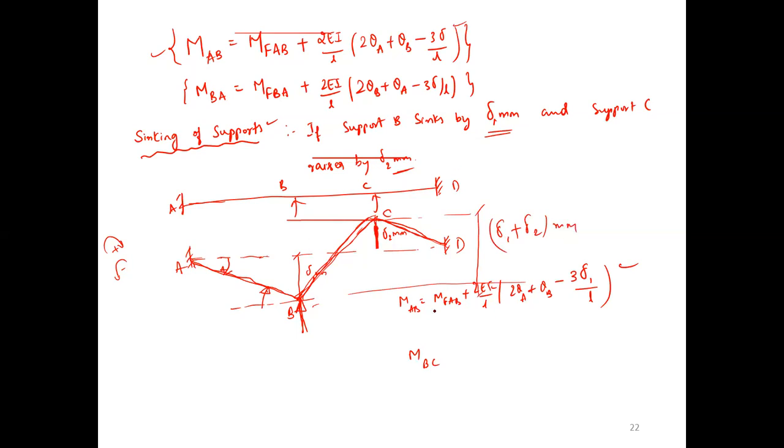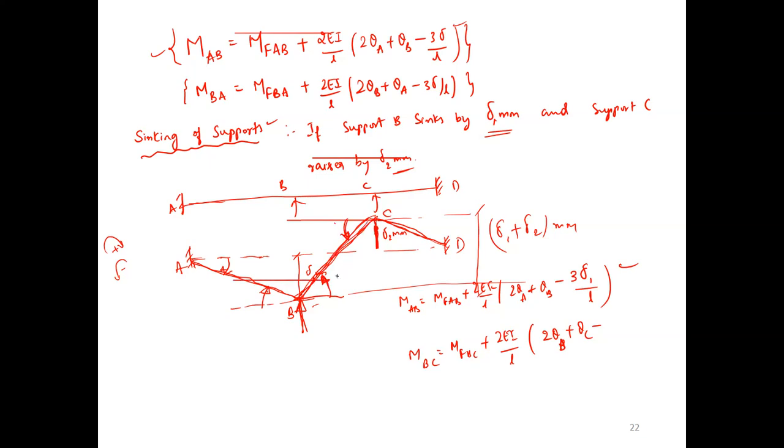So when you are writing for BC, you have to take MFBC plus 2EI by L into 2 theta B plus theta C minus, and here which kind of rotation is responsible to create this kind of rotation for upward? Which kind of rotation is responsible?